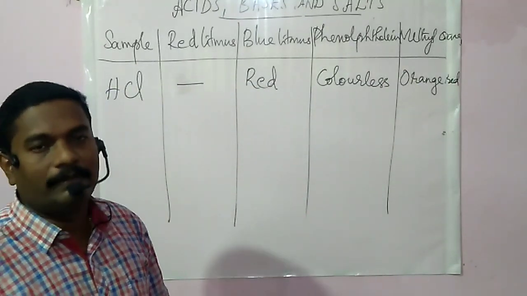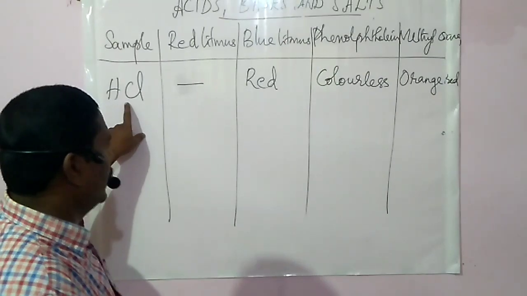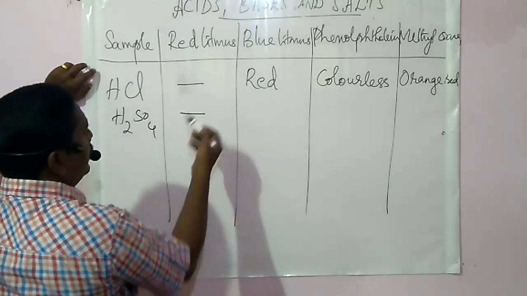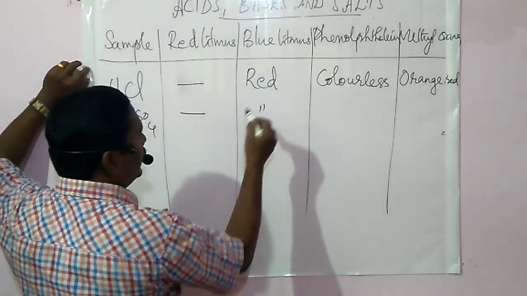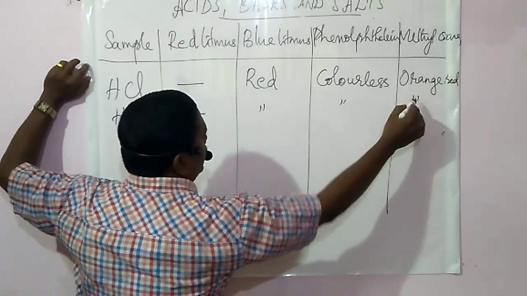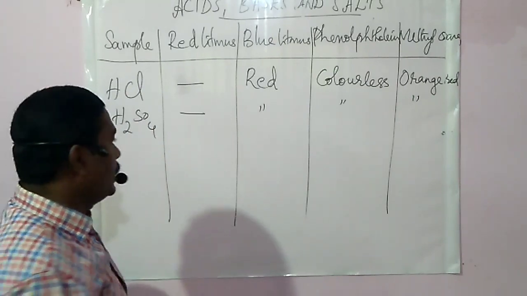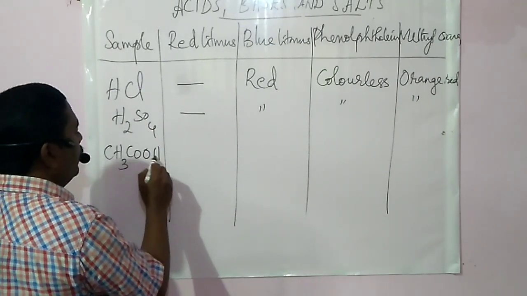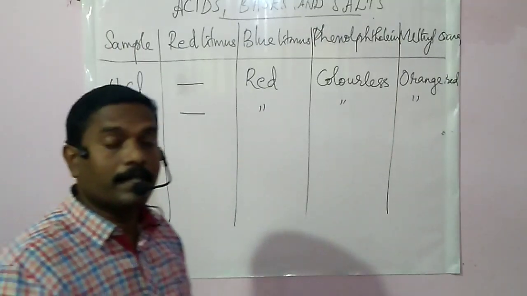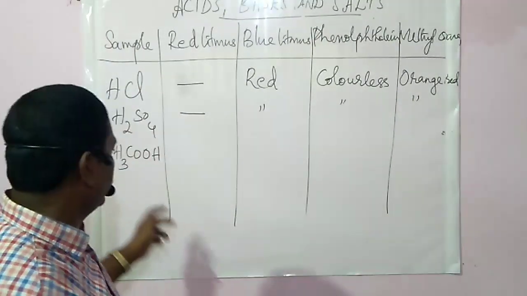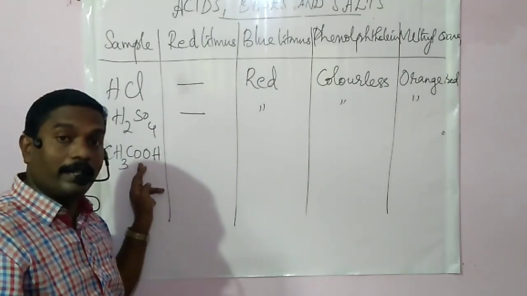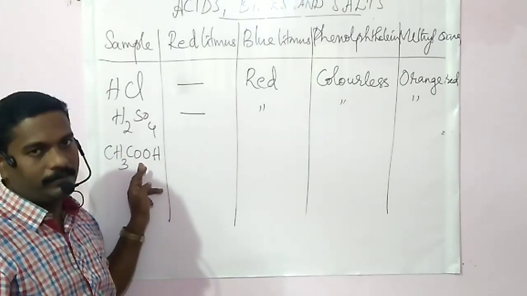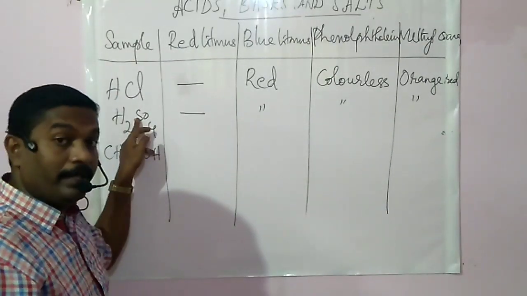Orange red. So HCl. Similarly, in the case of H2SO4, red litmus no change. Here also the same. And the last one given is acetic acid, CH3COOH. Acetic acid, as we know, is an organic acid synthesized from plants or animals, etc. But these others are called mineral acids.